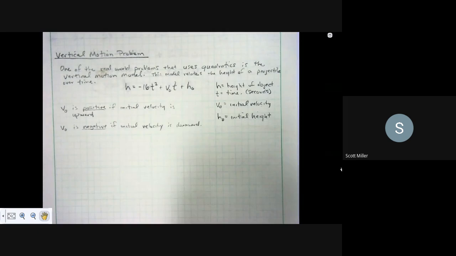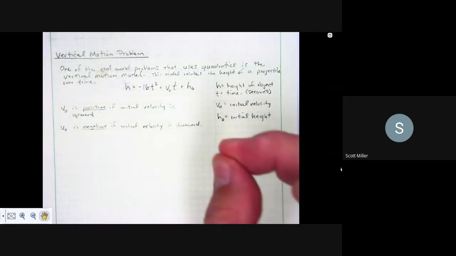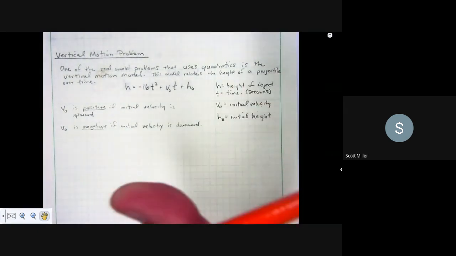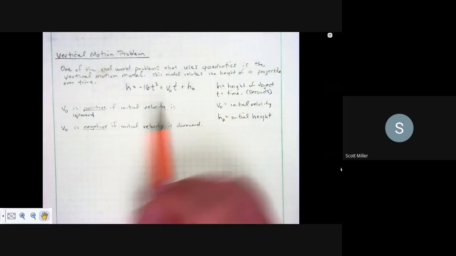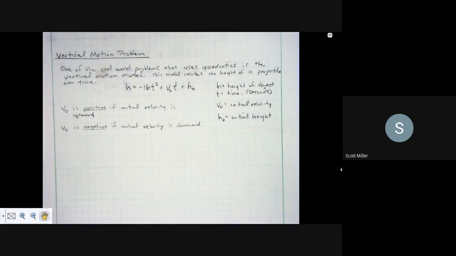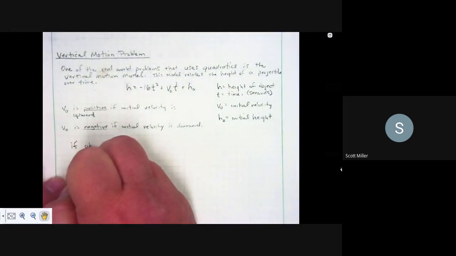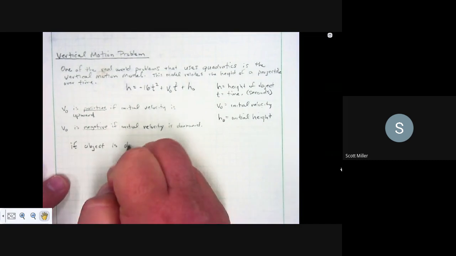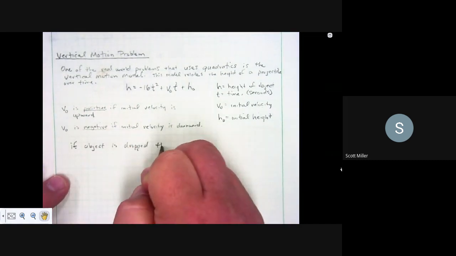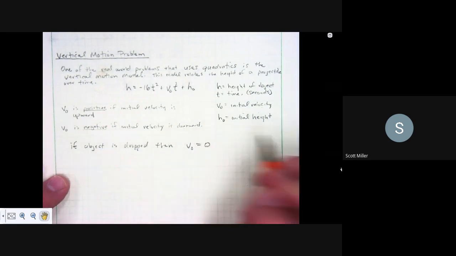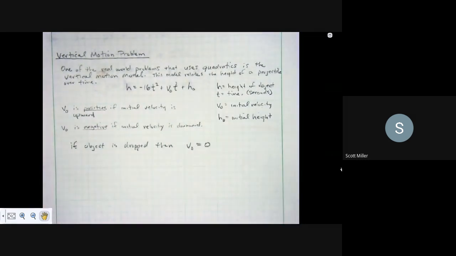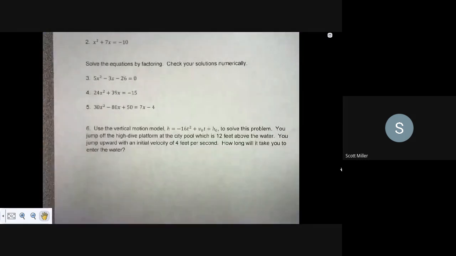If I have an object that is just dropped, I just let go, like dropping a coin without any kind of movement up or down, just letting go, then V sub 0 will be 0. There is no initial velocity. Okay, so we can write that down. If the object is dropped, then V sub 0 will be 0. Okay, so that's something to keep in mind. So we're going to do a problem based off of this. I'm going to show it to you right now. So we're going to look at this problem number 6.